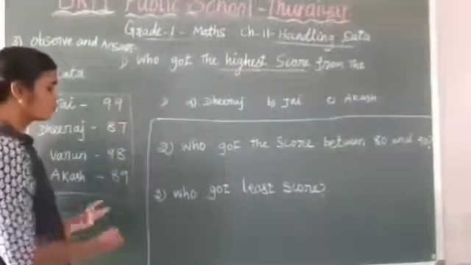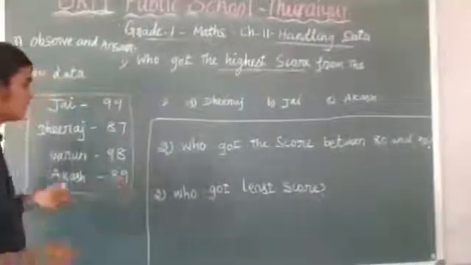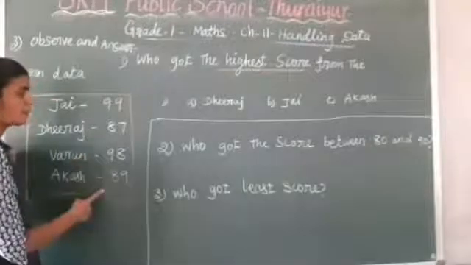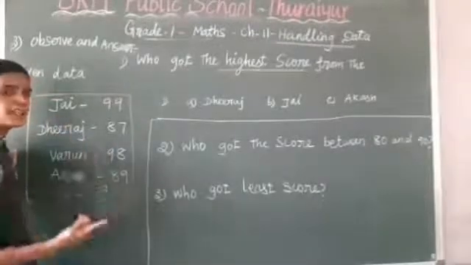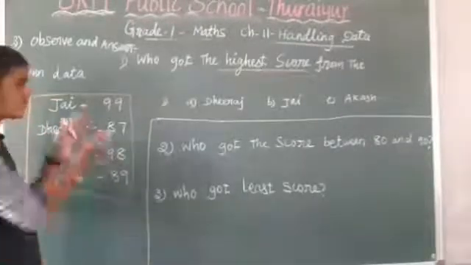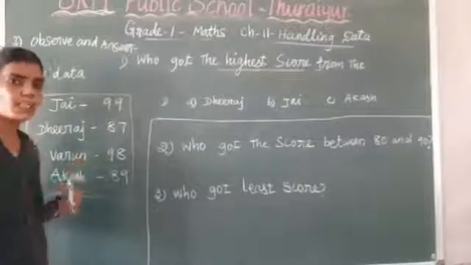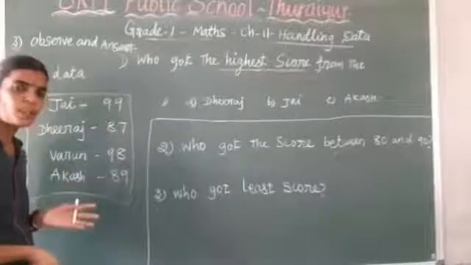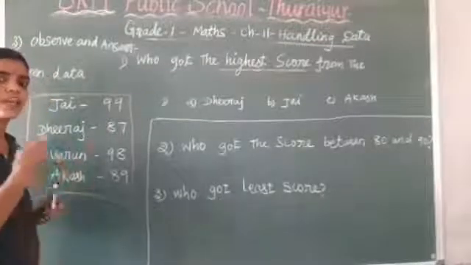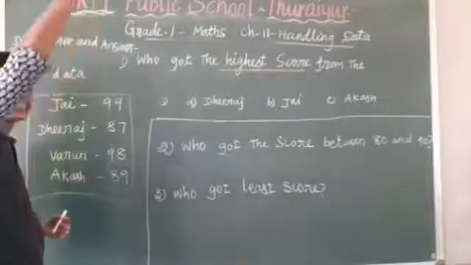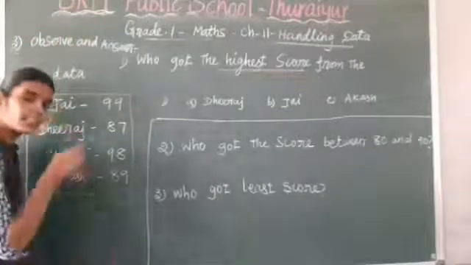In this, who got the highest mark? Observe these numbers. Which is the highest? The bigger number is the highest mark. Which is the smaller? That is the least. Highest means very biggest, and least means very less mark.